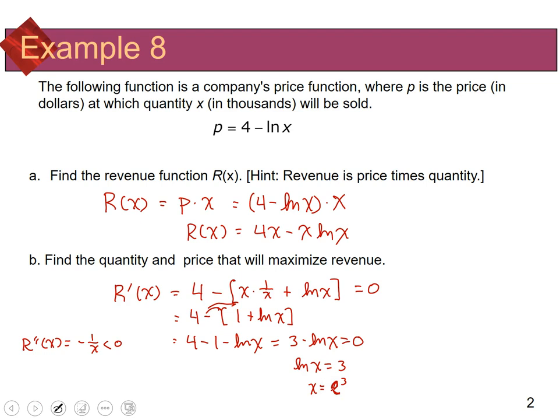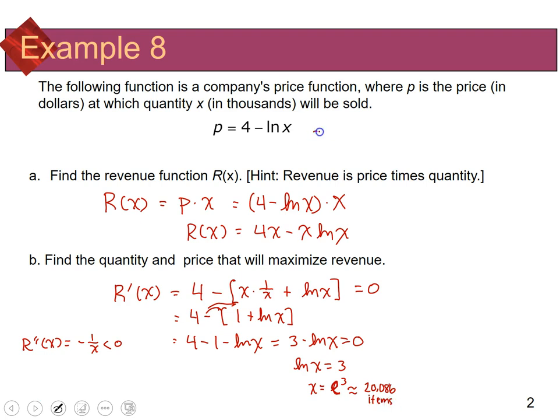So I know it's concave down. It's going to have a maximum. So e to the 3 is about 20.086. And since x is in thousands, that means that I'm going to have 20,086 items sold.